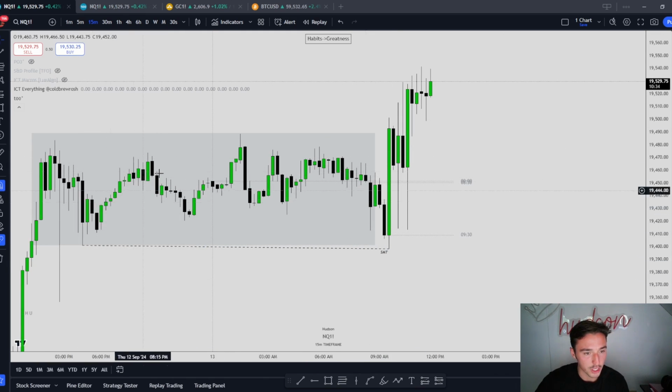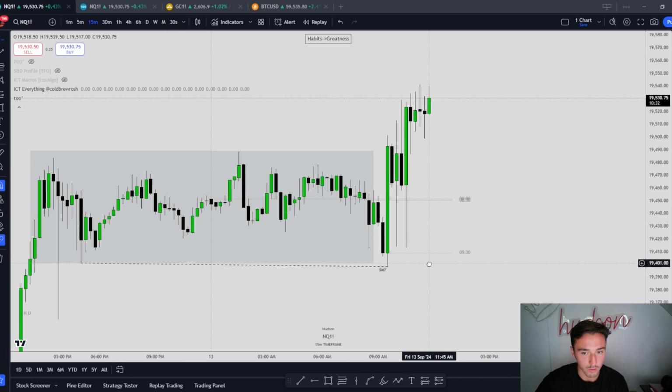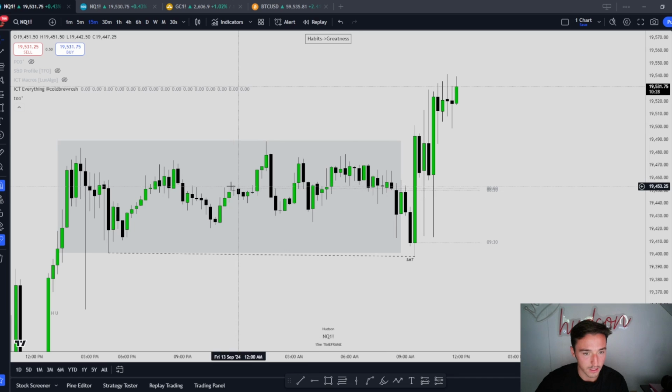Daily Power of 3, accumulate, we manipulate, right? Midnight open and 8:30 open are overlapped with each other. Accumulation this entire time, right? And then we have our manipulation. And then if New York manipulated and then distributed, right, we are going to get both of the same thing, or we're going to get both of them in New York. If both Asia and London accumulated, New York will manipulate and then distribute, okay?